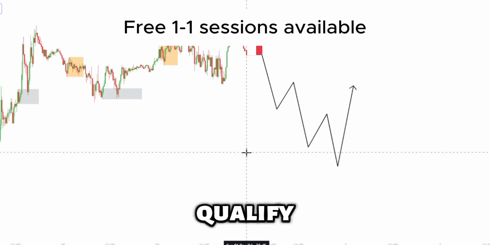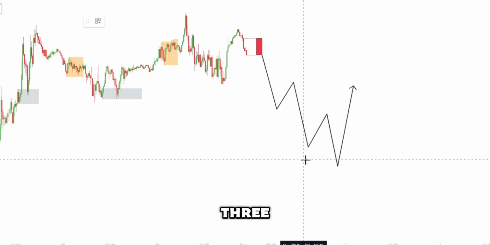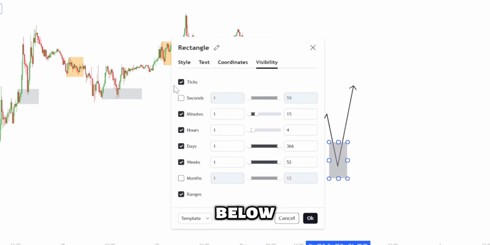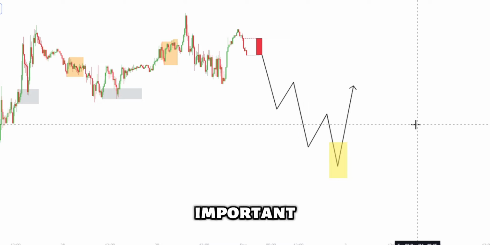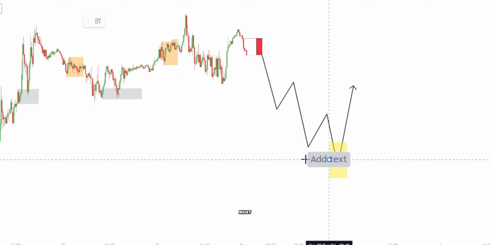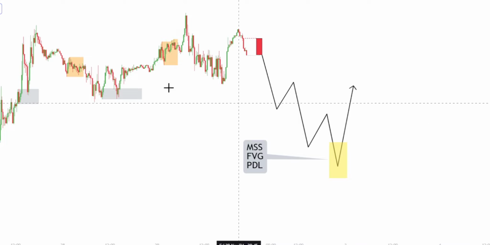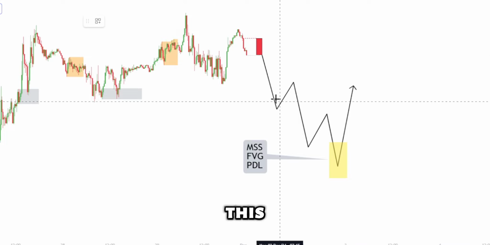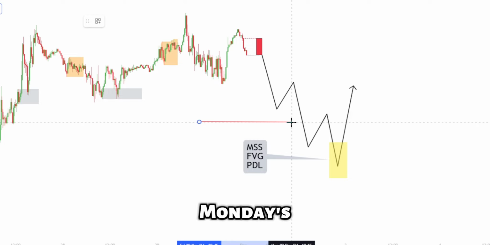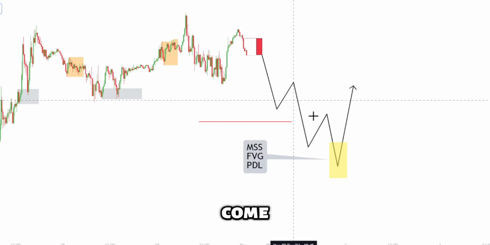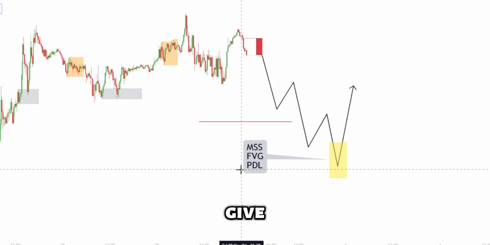Now, what will qualify our market structure shift? Well, there's three things. The first thing is it needs to be below the weekly opening. That is the most important thing. The second thing is that it must give a valid market structure shift, must leave a fair value gap, and it must sweep some kind of liquidity, so a previous day low. What you're typically looking for is, if this is Monday's low, you want to see Monday's low be swept. Price must come below Monday's low and then give us the market structure shift and the fair value gap.